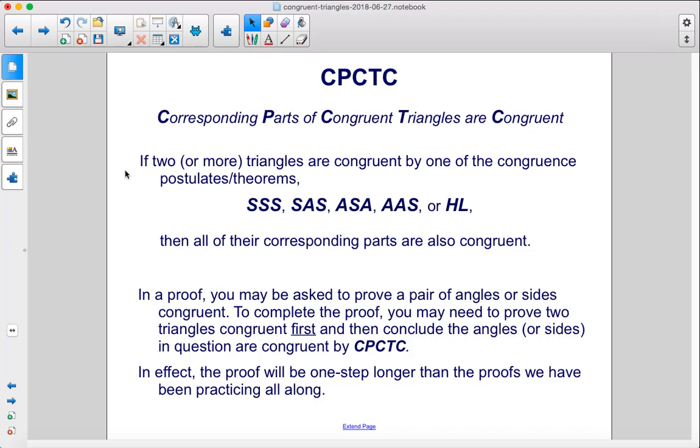If two or more triangles are congruent by one of the congruence postulates or theorems, SSS, SAS, ASA, AAS, or HL, then all of their corresponding parts are also congruent. In a proof, you may be asked to prove a pair of angles or sides congruent. To complete the proof, you may need to prove two triangles congruent first, and then conclude the angles or sides in question are congruent by CPCTC. In effect, the proof will be one step longer than the proofs we've been practicing all along.